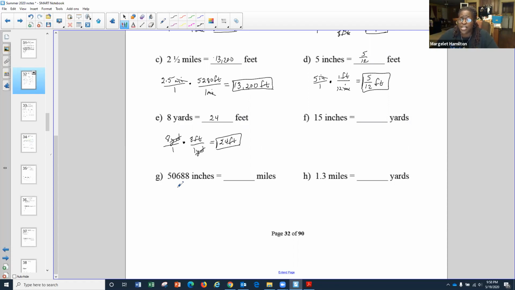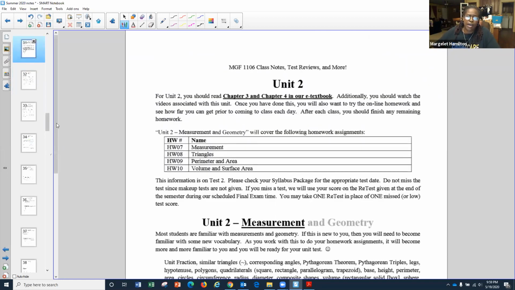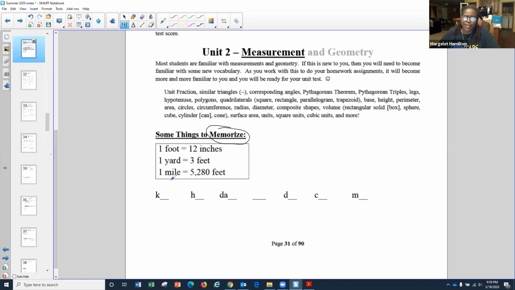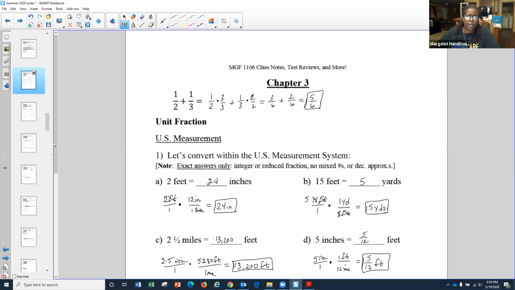We have 15 inches, and they want to know how that converts to yards. But if you think about it, we don't have a direct conversion that goes from inches to yards. You see that? So we're going to have to do a little relaying. And think about what we know. Let's apply it now.